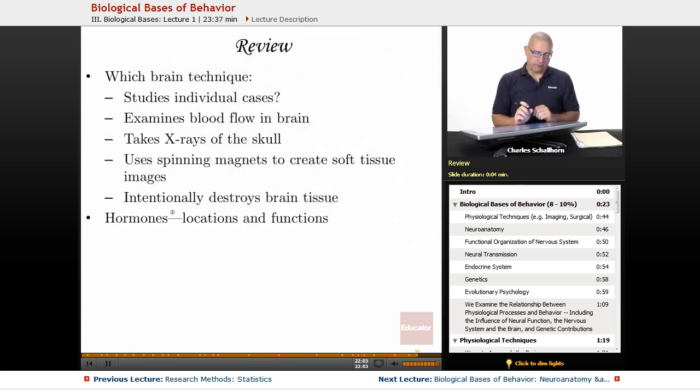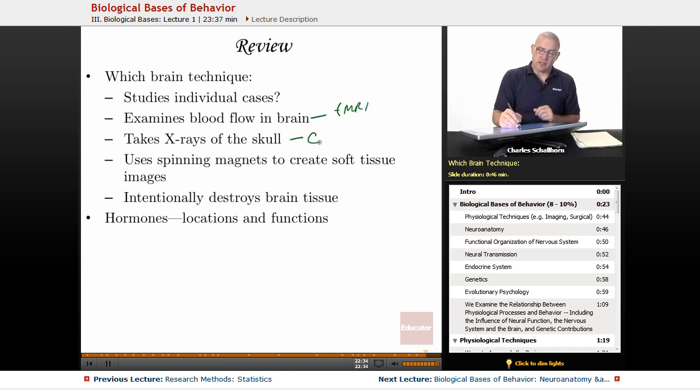So in review, which brain technique is going to study individual cases? And when we're looking at that, basically all of the brain techniques are going to be looking at individual cases. So hopefully you know that that's going to be all of them. Blood flow. Which one of the computerized techniques is going to be looking at blood flow? Is that going to be the fMRI?